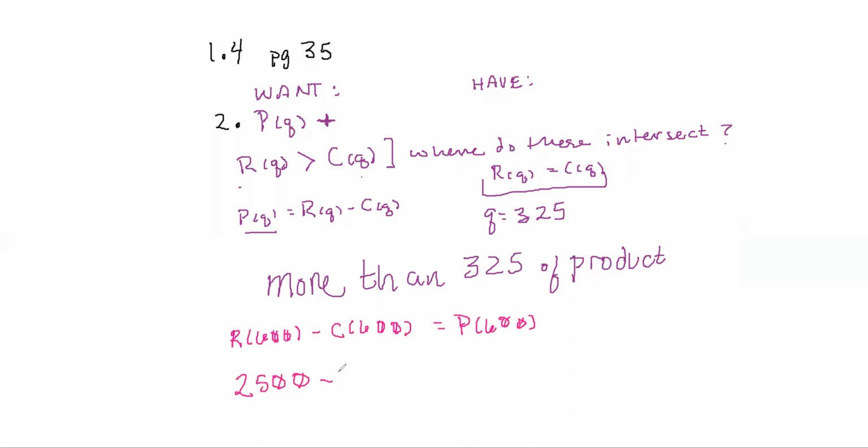And then we have the cost at about 600, which is going to be, I don't know, something like that. And so then we'll just subtract these. So that's what, 250, 750. So my profit is going to be approximately this.